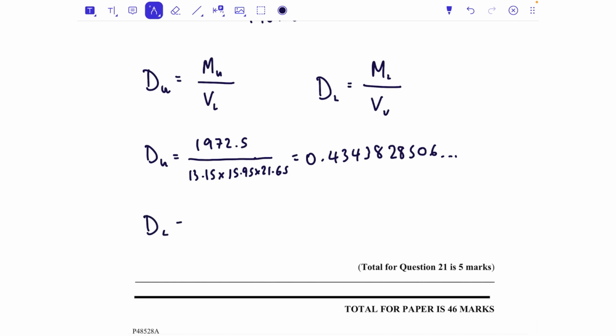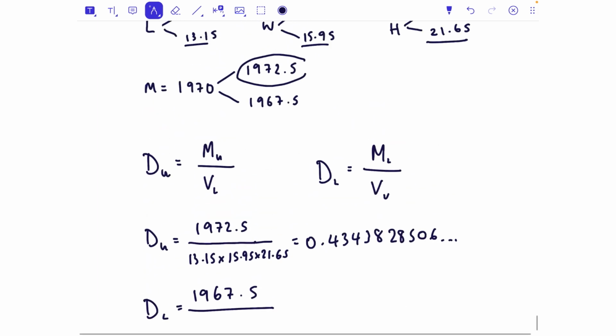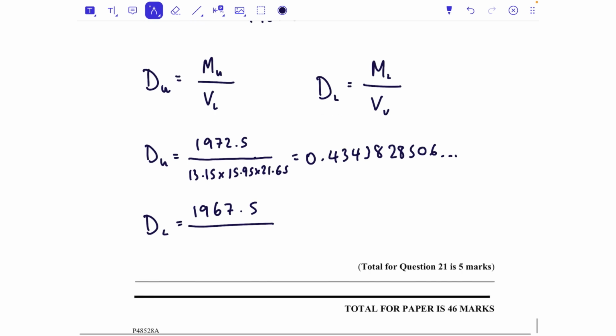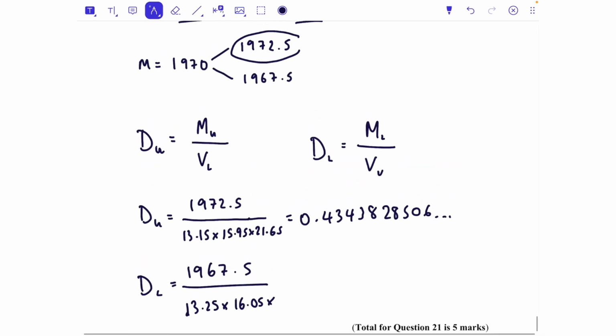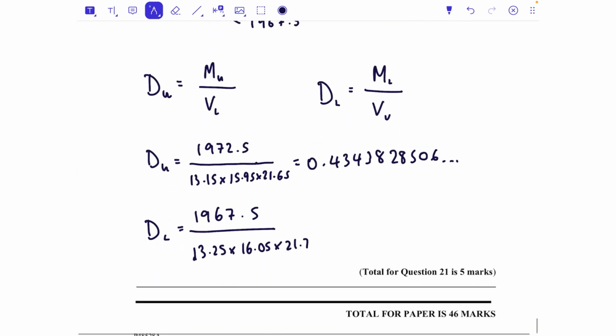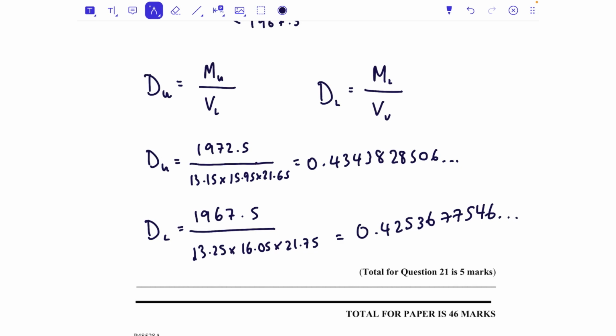And then density lower is going to be 1967.5 divided by, and then it's going to be the bigger ones, 13.25 times 16.05 times 21.75. And again, typing that in my calculator, 1967.5 divided by 13.25 times 16.05 times 21.75. And that gives me an answer of 0.42536775546. Now is the bit that is by considering bounds.